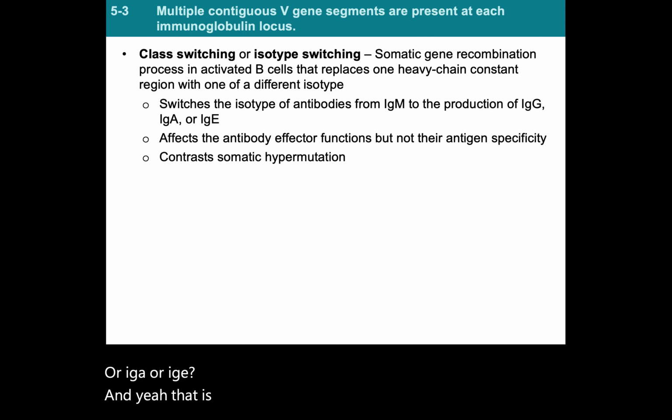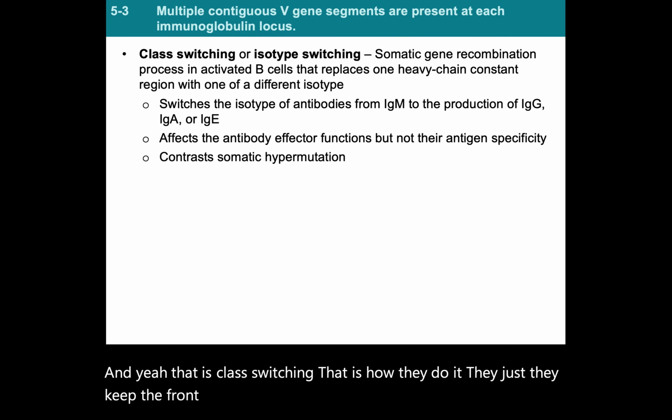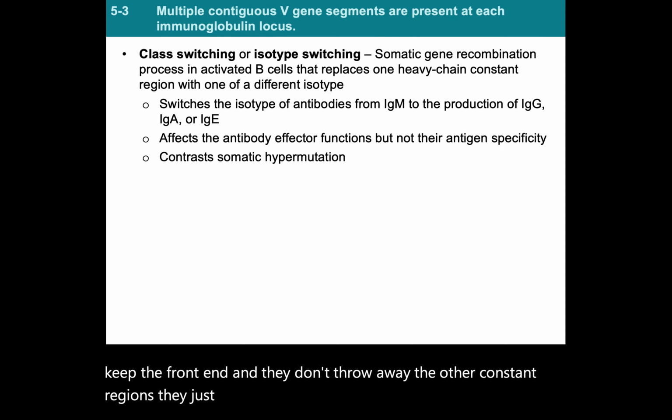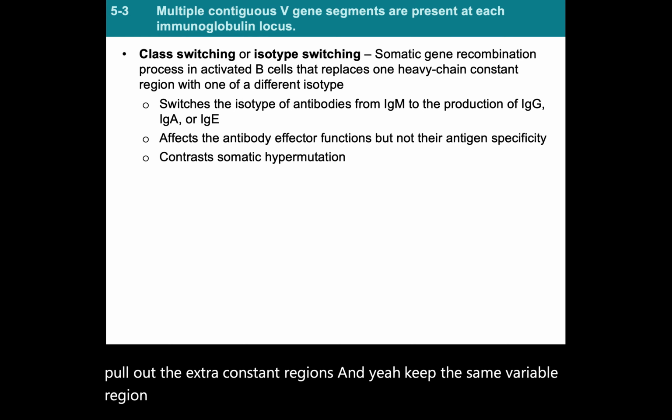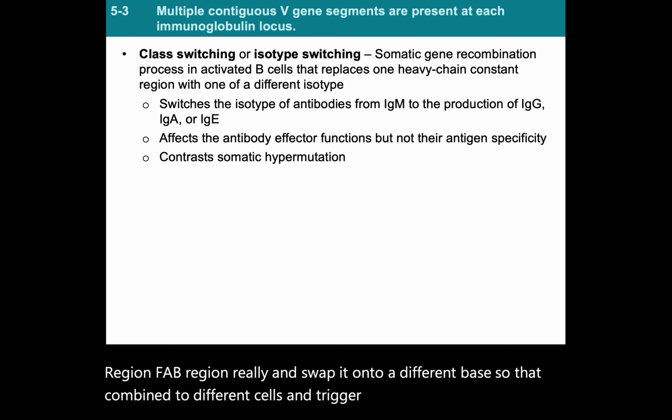That is how they do it. They keep the front end, and they don't throw away the other constant regions. They just hang on to them, and then when it's time, they can pull out the extra constant regions and keep the same variable region, or Fab region really, and swap it onto a different base so they can bind to different cells and trigger different kinds of immunity.